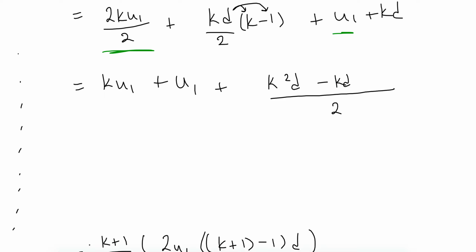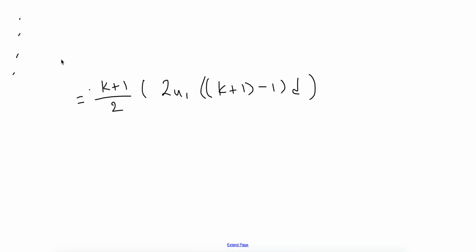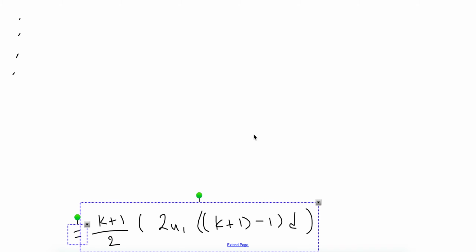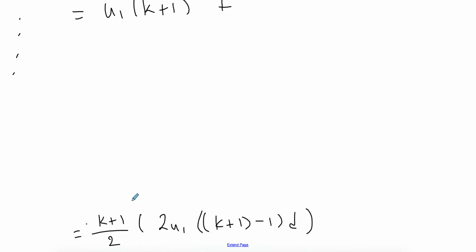I'm also going to multiply these two by 2 in the numerator and denominator just to get a 2kd over 2. And so I'm going to bring it here. We might need more space, so I'm going to move this lower. So simplifying this, I can take a factor of u1 out, so I end up with a k plus 1. Now it's always good to go down here and see what you are expected to get. Now notice there's a factor of k plus 1 over 2 out.